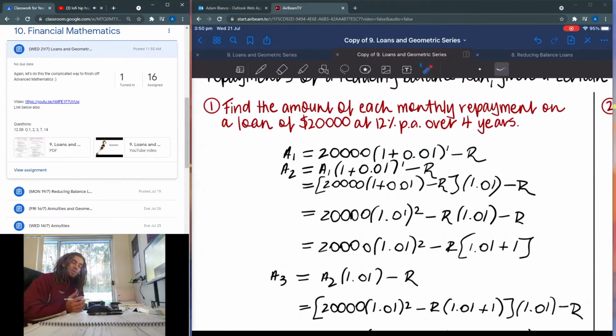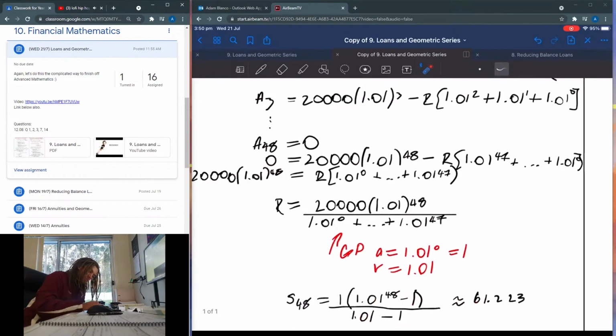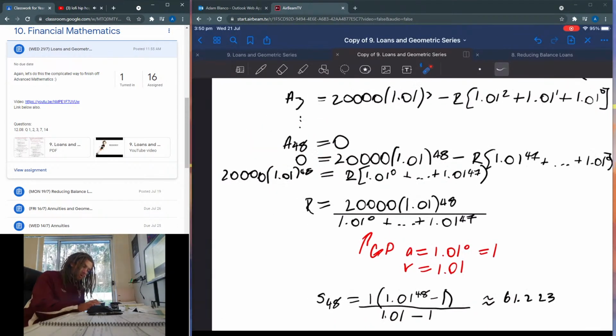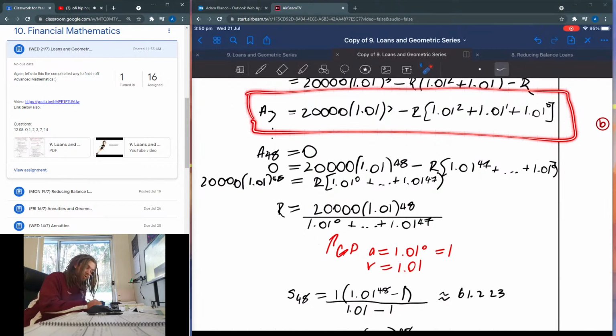So what I was doing was building a bit of a recurrence relation. A recurrence relation is when you have one thing and then your next line of working relies on the previous thing. So I was working my way through this and then I ended up with this. I was basically saying that after the 4 years, there should be no money left on the loan because I would have paid it off. And I noticed that this was the pattern that was worked out.